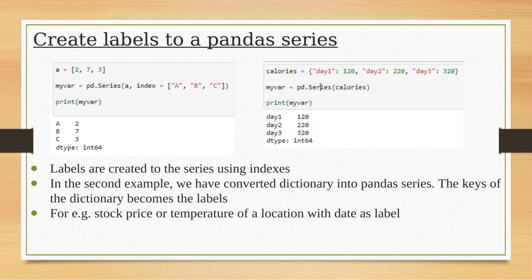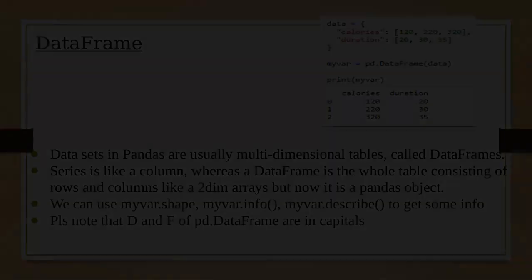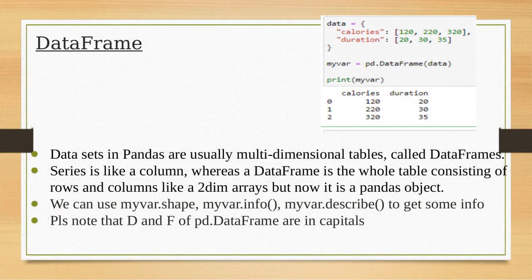For example, you may be storing the stock price of a certain stock, let's say Amazon, or the temperature of a location, let's say New York. Now you can directly see how much percentage change there is with respect to the previous day or past 30 days. A pandas series represents a single column of data, whereas a data frame represents an entire table containing multiple rows and columns.